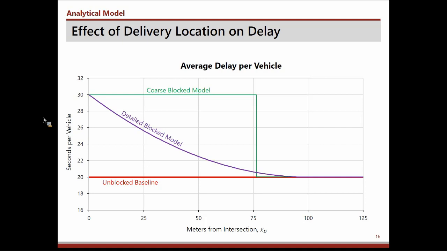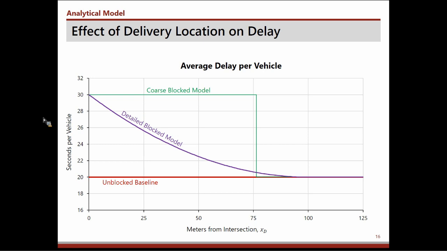And what we get is a comparison of the average delay per vehicle that you would experience based on the location of the freight delivery. So the red line at the bottom, the unblocked baseline, is if there was no freight delivery at all, we'd expect this particular case to have an average delay per vehicle of 20 seconds per vehicle that approaches the signal.